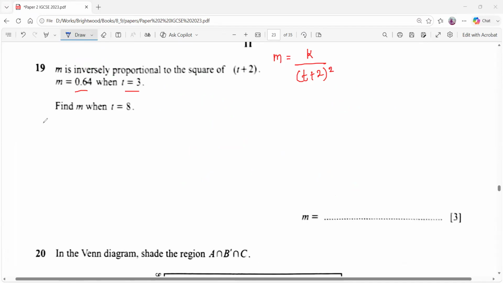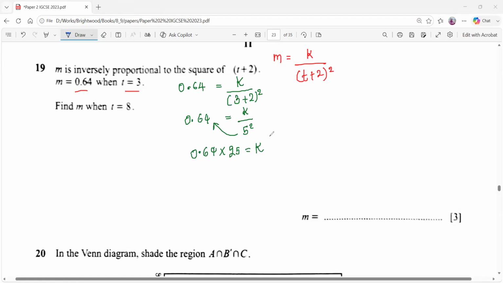Now try to find the value of k. You have to substitute m as 0.64. You don't know the variable k, and t is 3, so 3 plus 2 is substituted. Simplify: 0.64 equals k over (3 plus 2) squared, which is 5 squared. This divide goes to the other side and becomes multiplication. 0.64 times 5 squared, and 5 squared is actually 25, equals k.